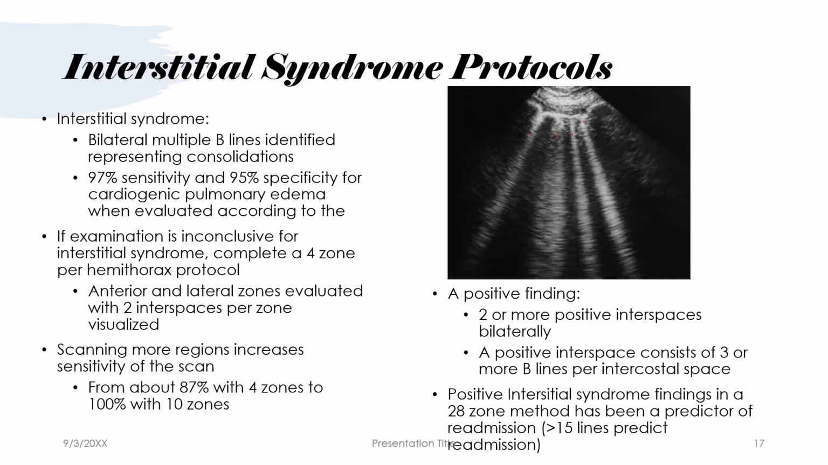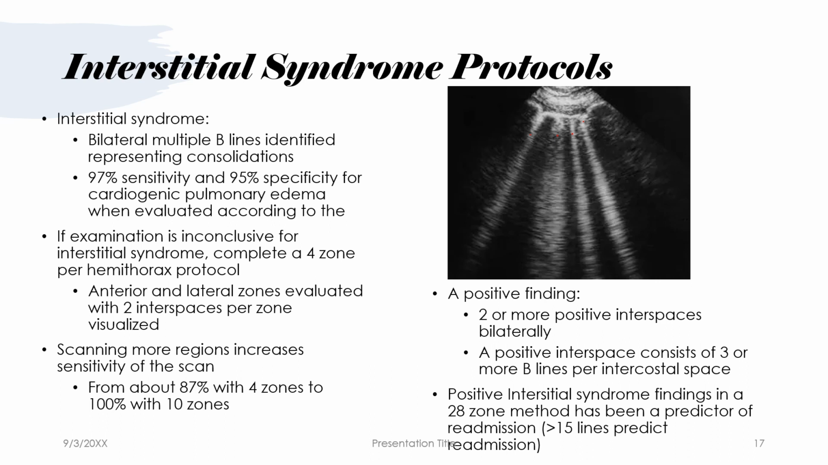To identify this as a positive interstitial syndrome finding, you need 2 or more positive interspaces bilaterally. That means this interspace has at least 3 B lines visualized, I move to another interspace on the same side and find at least 3 more B lines, and then I go to, say, the left side and find the same findings over there. So 2 or more positive interspaces bilaterally indicates a positive finding.